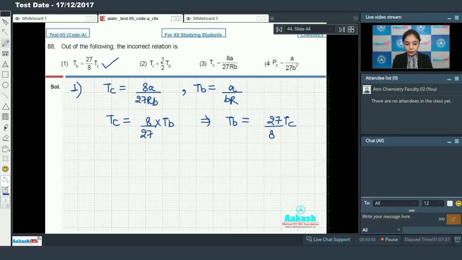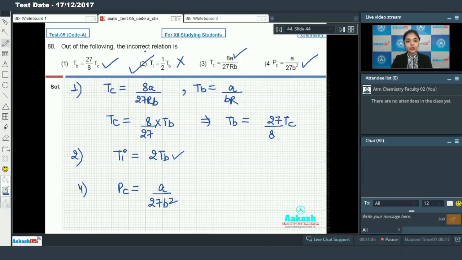Now you have the second relation, which says that the inversion temperature is half of the Boyle's temperature. So this is incorrect, because this is just the reverse of it. The inversion temperature Ti is equal to twice of Tb. So this is the correct relation, and the one given is the incorrect relation. In the third case we have been given Tc is equal to 8a by 27Rb. This we have already written, and this is the correct relation. Now in the fourth one, Pc is equal to a by 27b square, which is absolutely correct. So this is also correct. So the only incorrect relation is option number 2.